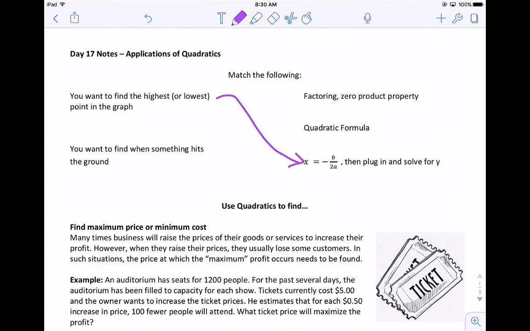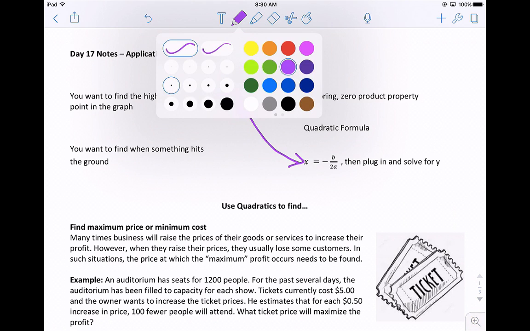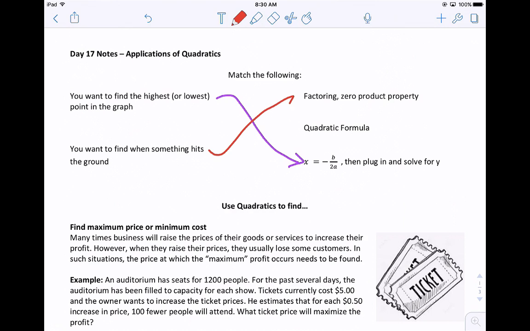If you want to find when something hits the ground, there's a few ways you could do it besides graphing. You could factor and use zero product property. You could also use quadratic formula, where you set it equal to 0, find a, b, and c, and use it to find x at height 0. So let's do a few examples of using these to solve for different situations.